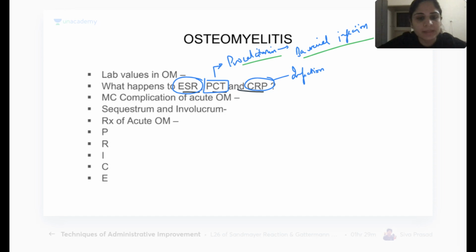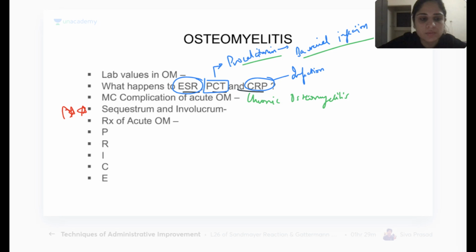What is the most common complication of acute osteomyelitis? Yes, it becomes chronic if you don't treat it. It becomes chronic and it causes destruction of the bone. Now a very important question, I'll mark it with a star over here.